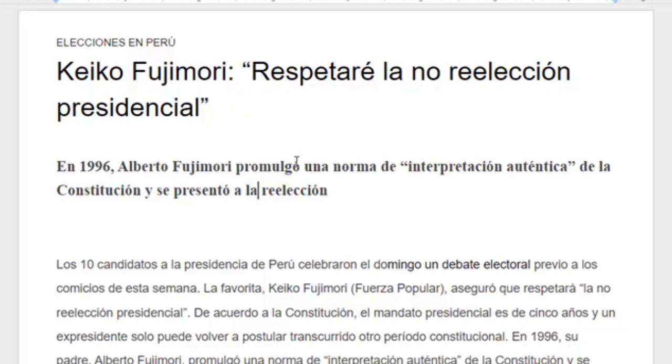Prepositions can just mean anything. I'm going to make a video. The next video I make is going to be how prepositions work, and I'll go more into that then. But basically, they're just wildcards. You have to remember that a is used with reelección. So in 1996, Alberto Fujimori, Keiko's dad, enacted a policy of authentic interpretation of the Constitution and presented himself, that's what reflexive verbs mean, you do it to yourself. He presented himself for re-election.